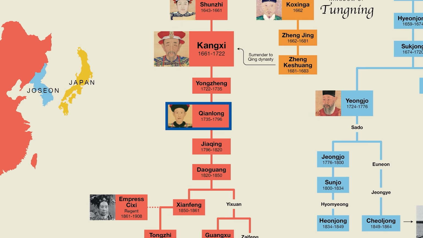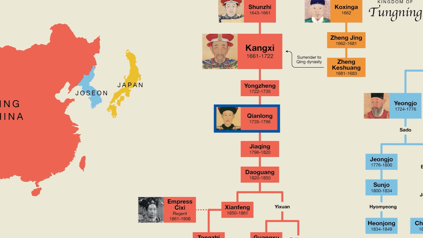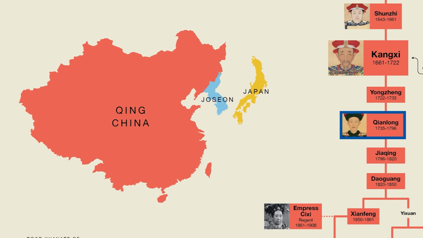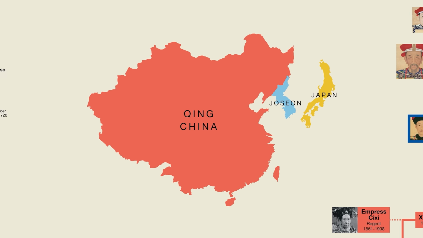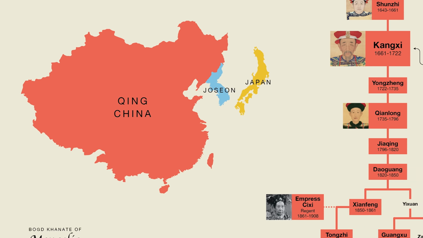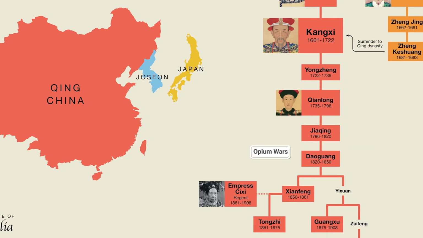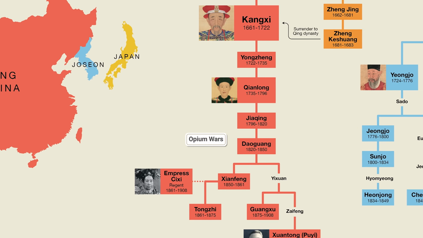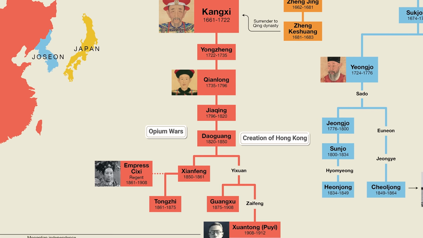In fact, he would have beat the Kangxi Emperor, but opted to retire after 60 years out of respect for his grandfather. During his reign, China reached its greatest extent, as you can see from this map here. During the 19th century, however, the Qing Empire started to decline, especially after losing the 2 Opium Wars against the United Kingdom, which led to the creation of Hong Kong as a British colony.